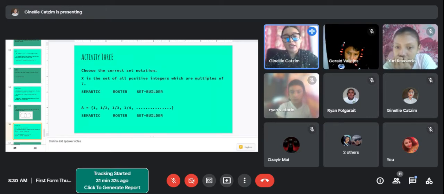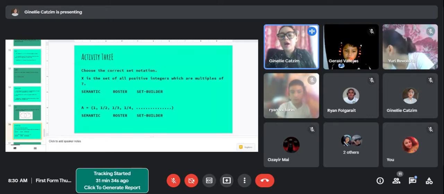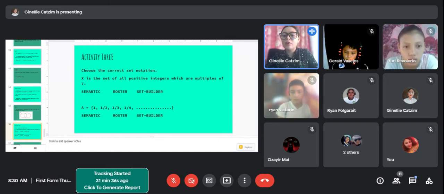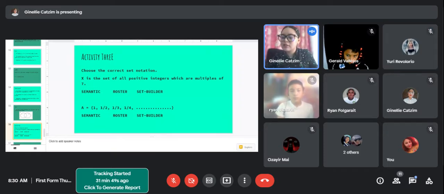So we have set A equals 1, a half, 1/3, 1/4, and we have dots there, recurring dots. Is this semantic, roster, or set builder notation? You could also type in the chat box, guys. If you don't want to speak as Gerald is, then you can type in the chat box. What do you think? Is this semantic, roster, or set builder notation?